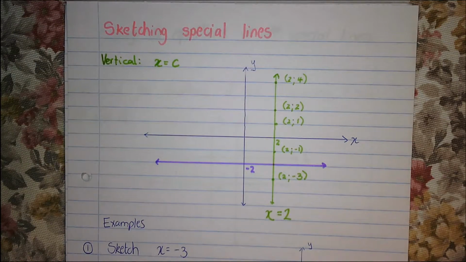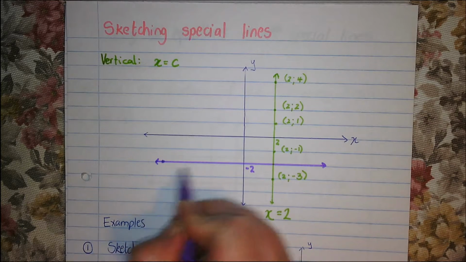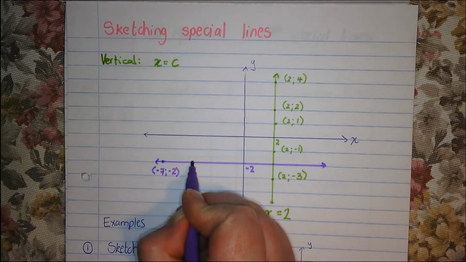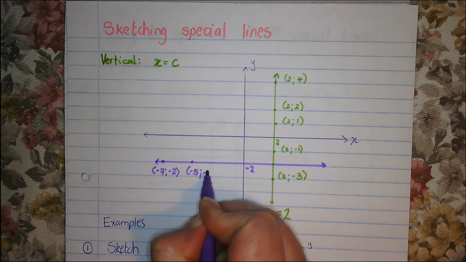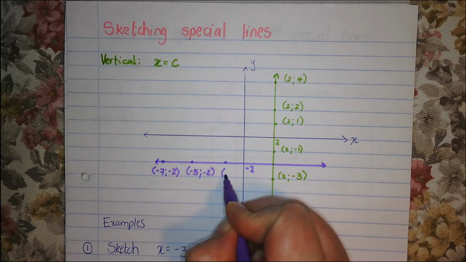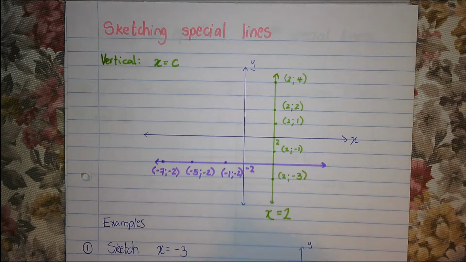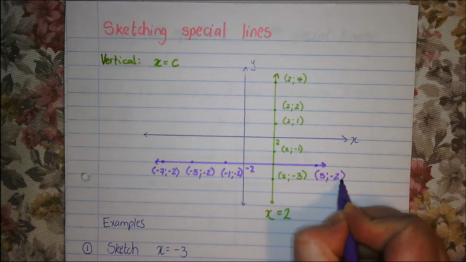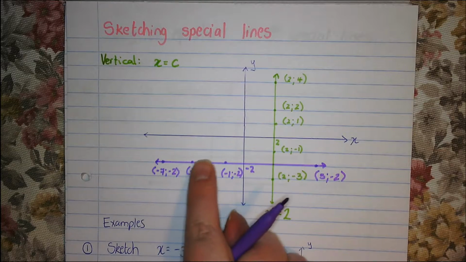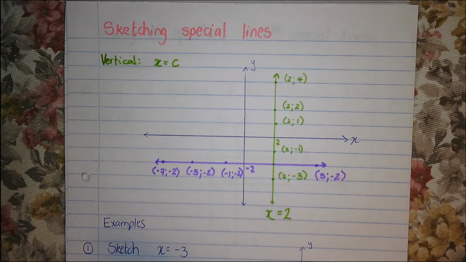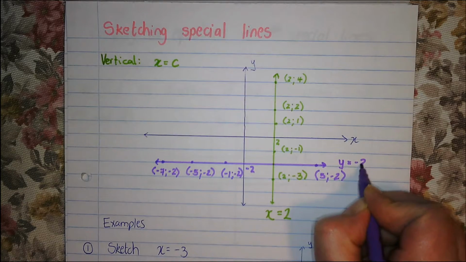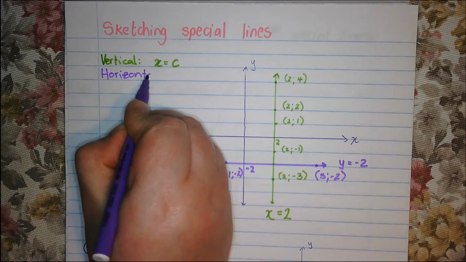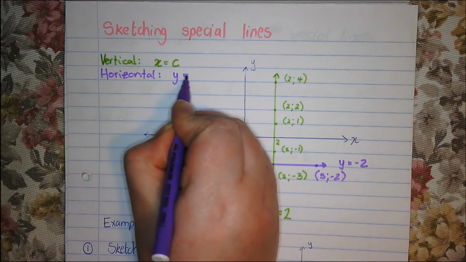Then, if you have a look at this line over here, this point is negative 7 and negative 2. And then negative 5 and negative 2. And then negative 1 and negative 2. And then 5 and negative 2. And so on. So for this one, all its y values are the same. So this line has the equation y equal to negative 2. So for a horizontal line, the equation is always y equal to a constant value.